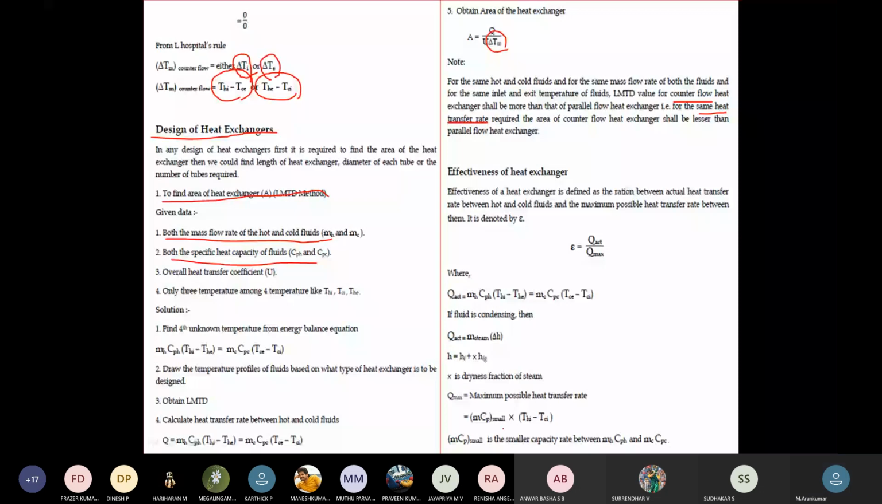mCp into delta T. So here mCp is small compared with the change in temperature. Then we can have the mCpH and mCpC. Then the capacity ratio. This is the ratio between the smaller capacity rate to the bigger capacity rate of the heat exchanger. So that can be written as C equal to mCp smaller over mCp higher.